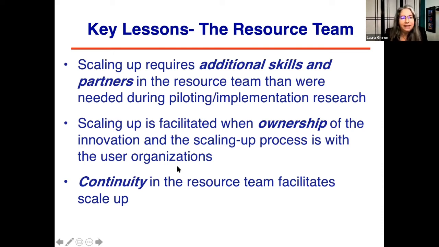And another key lesson is that scaling up is facilitated when ownership of the innovation rests with the user organizations. And there's not this perception that the NGO is the one who owns the intervention package. And finally, continuity in the resource team also facilitates scaling up, because those who are involved in testing really understand the nuances of how implementation succeeded, and they can have important contributions to the continuity of a scaling up process.